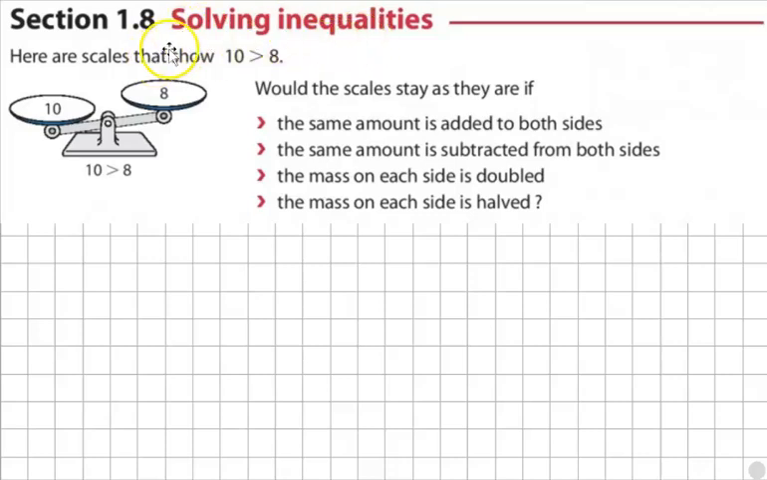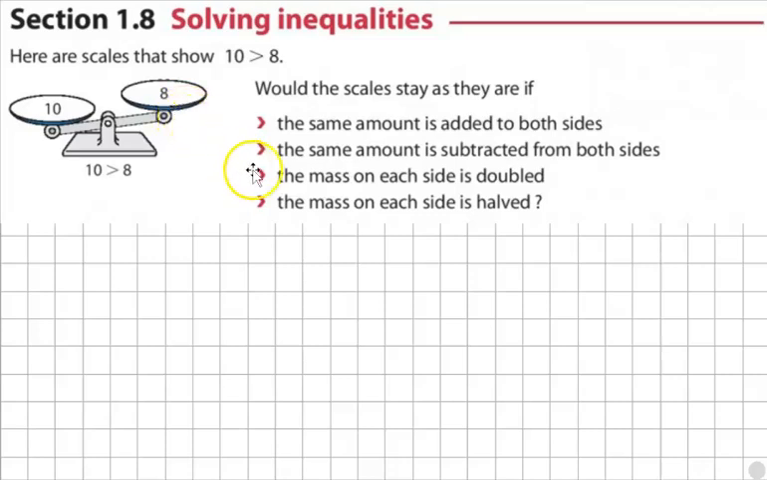Solving inequalities. Here are scales that show 10 is greater than 8. So we can see 10 is heavier than the 8. So 10 is greater than 8. Would the scales stay as they are if the same amount is added to both sides? So let's say we added 2 to the 10 to make 12, and we added 2 to the 8 to make 10. Would the scales stay the same then?